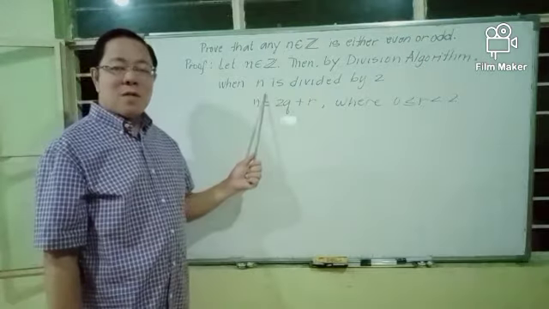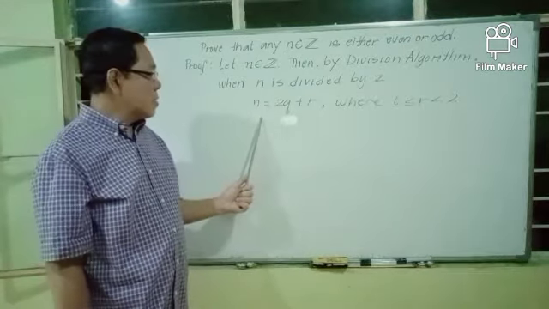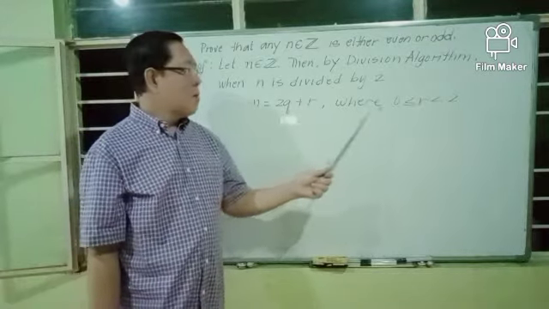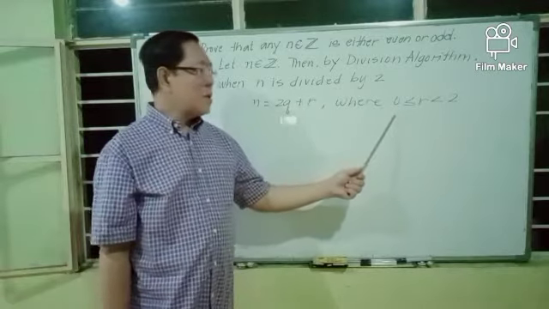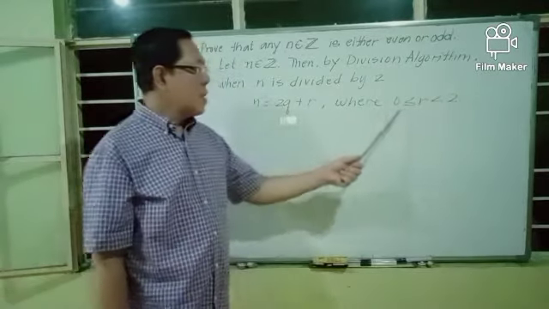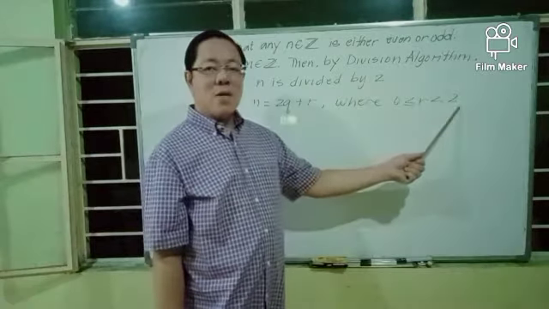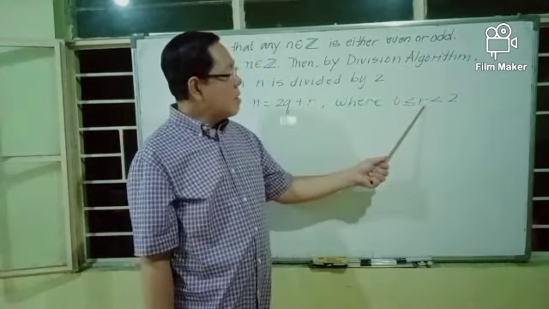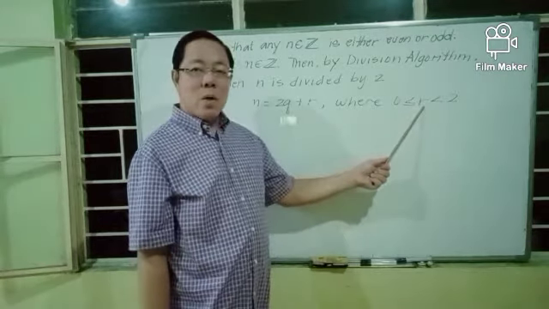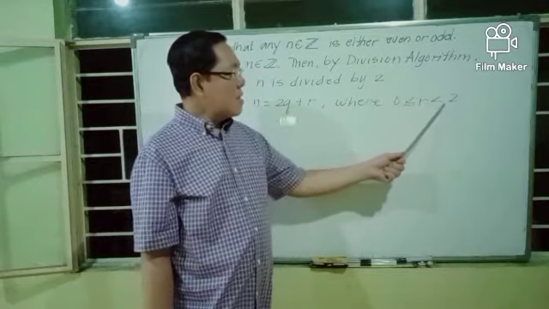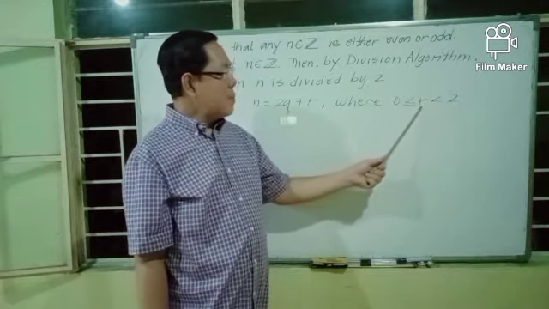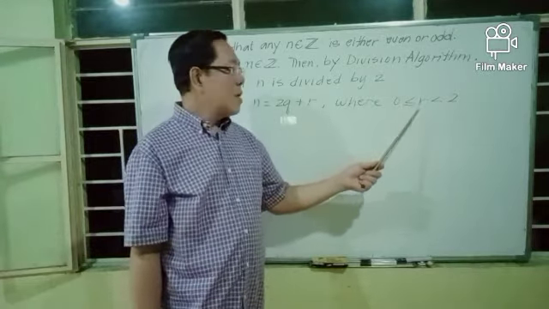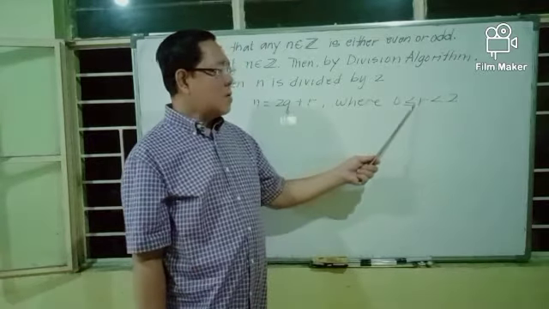So by division algorithm, when n is divided by 2, n can be written as 2 times the quotient plus the remainder r, where the remainder r is greater than or equal to 0 but less than 2. And from this inequality, you can see that the possible values of r are either 0 or 1. 1 is less than 2 but greater than 0. And the other possible value of r is 0. 0 is less than 2 and 0 is equal to 0.